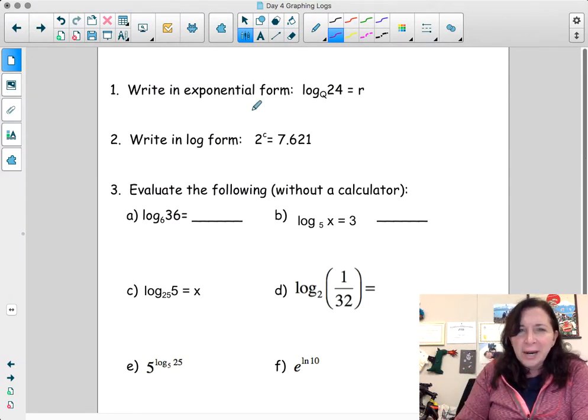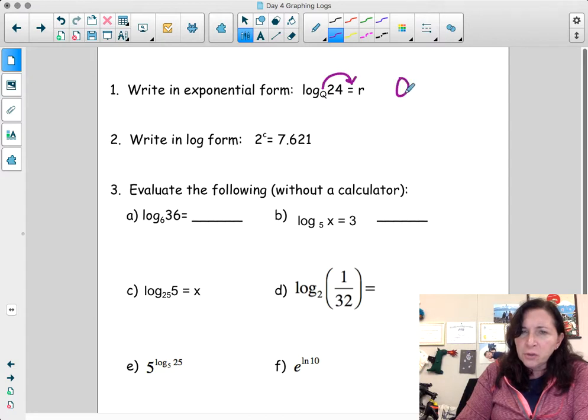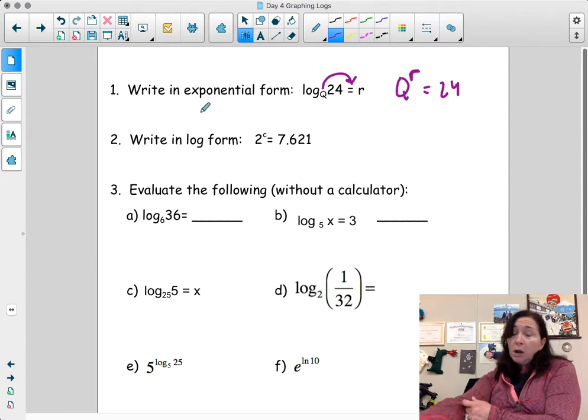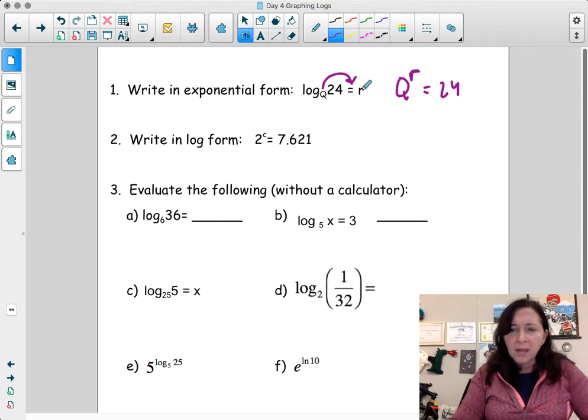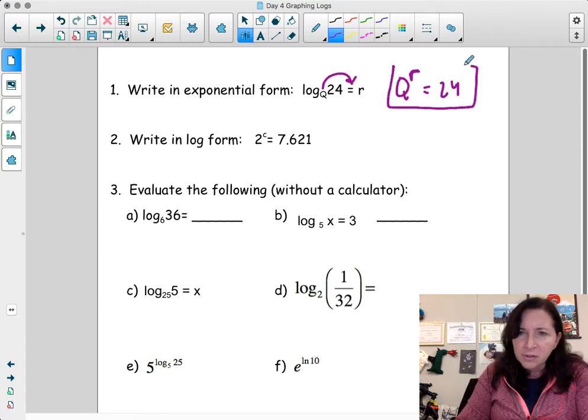This one just says write in exponential form. So we're going to go base to cross equal sign. So q to the r power equals 24. Now, they're not asking me to solve this. They're not asking me to log it. They're not asking me to do any of that. They just said rewrite it in exponential form. So in doing that, this is my answer, and I'm done.